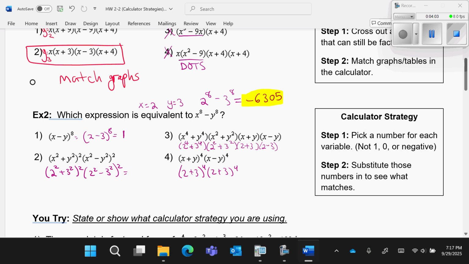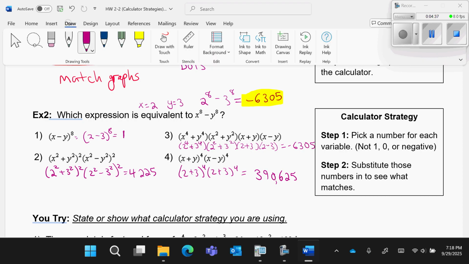It's not that this method is hard, it's just that it's very tedious, it takes a long time, and you have to make sure you're plugging in all the right numbers, so you need to be careful. Anyway, choice 2, if you put it in the calculator, was 4,225, not what we wanted. Choice 4 was 390,625, and choice 3 ends up being what we wanted, which was negative 6,305.